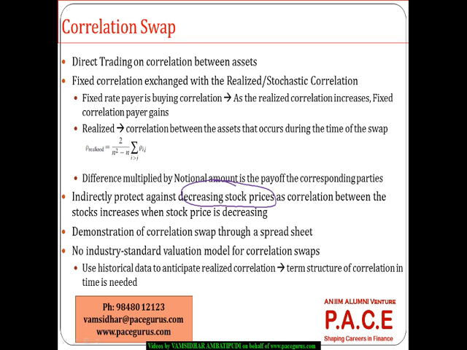So when the stock prices are falling, the correlation will be higher. Generally when the entire market is falling, we see that the correlations will be higher, and when the correlations are higher, the person who has got into buying a fixed correlation is going to gain heavily. So it is simply said, getting into a correlation swap is going to indirectly protect against the decrease in the stock prices, because the correlation between the stocks generally increases when the stock prices are falling. That is what we could see.